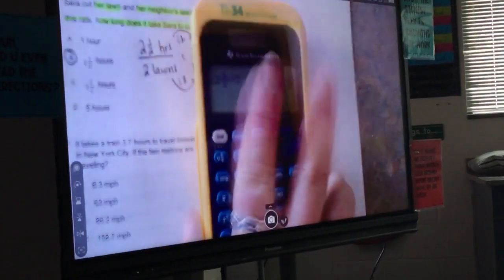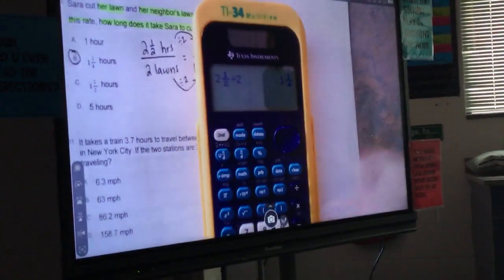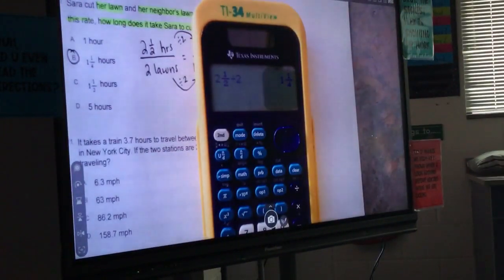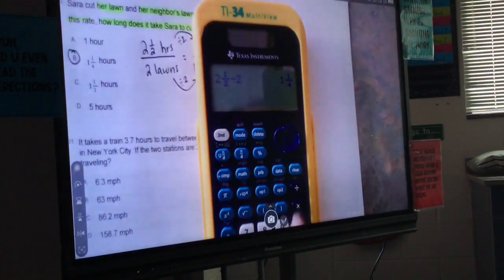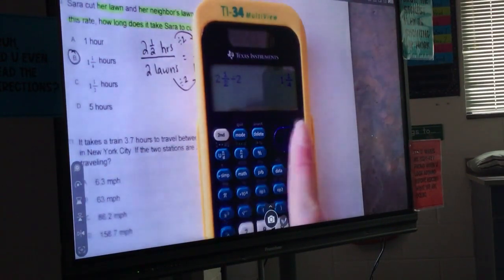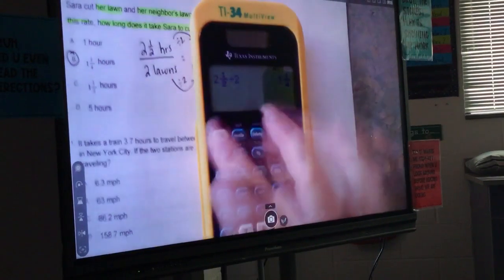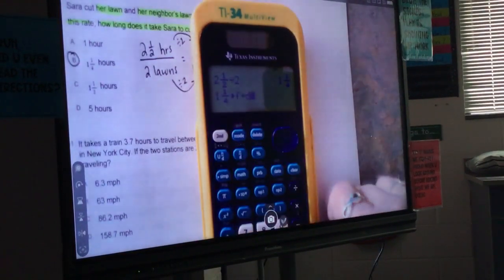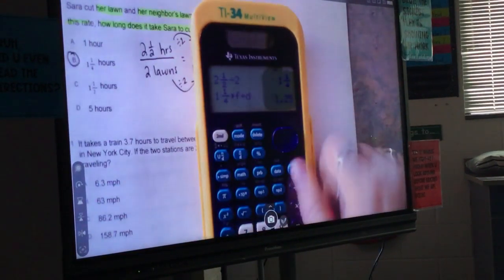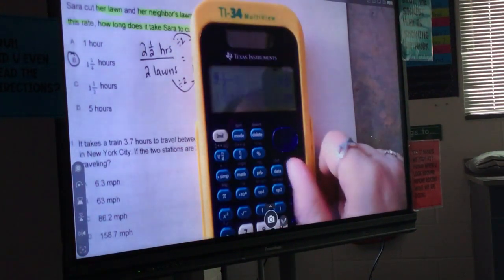Now, how many of you guys know how to take this answer and turn it into a mixed number on your calculator? Okay, so if you do, let's see, should be that second fraction. No, that's going to give me a decimal. There's a way to do it. I have to look at it.